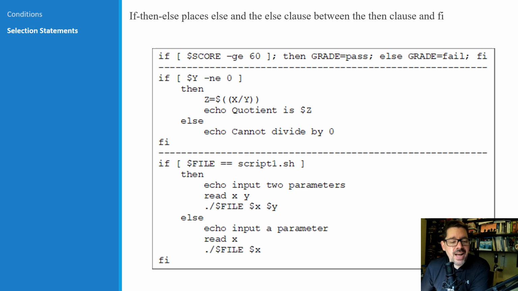And then here we have a file comparison. I didn't show you an example of that a few slides ago, but this is what a file comparison might look like. So here, I'm sorry, this is not a file comparison. We're reading in a file, right? So $file is equal to script1.sh.